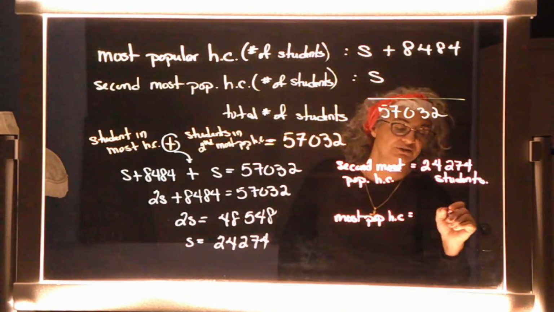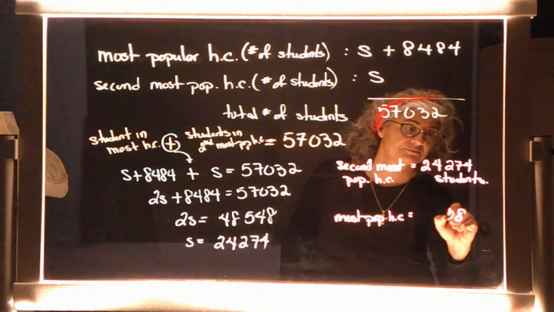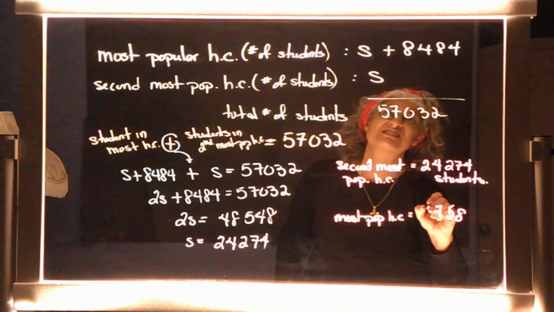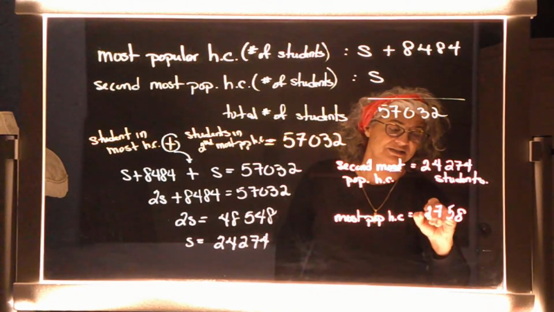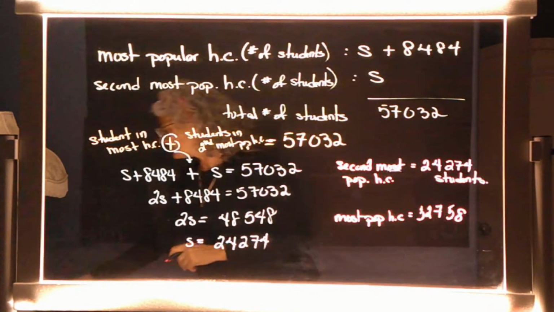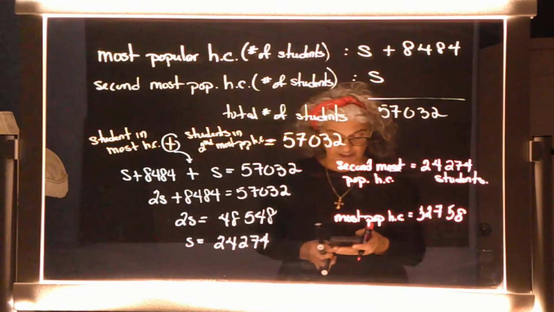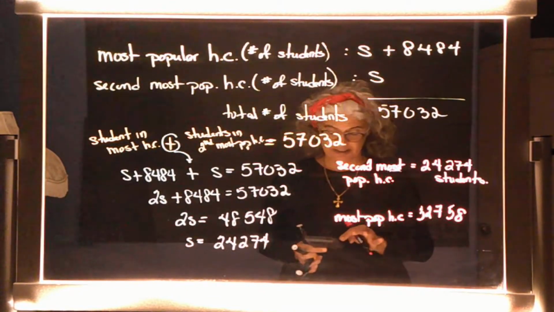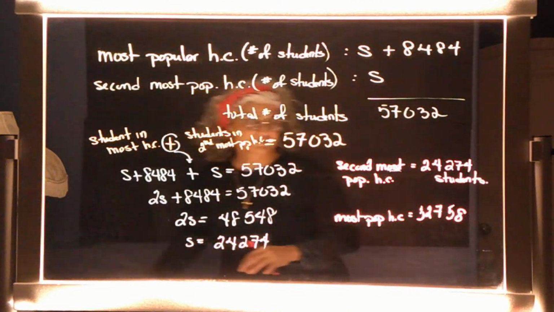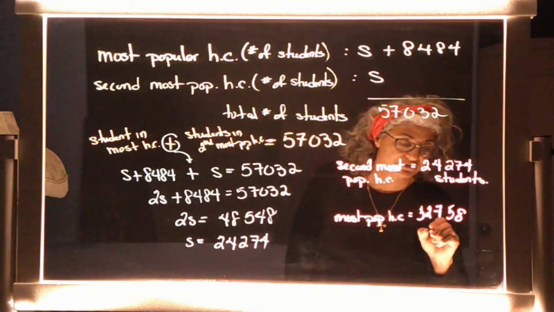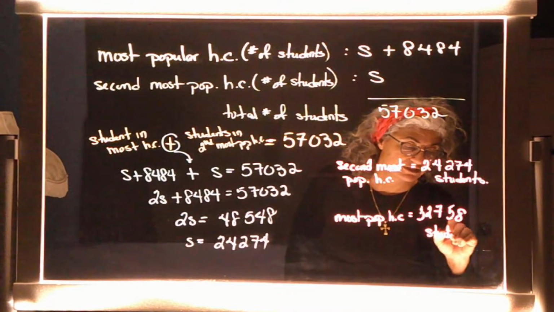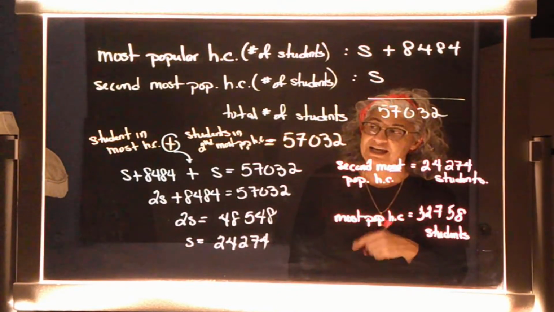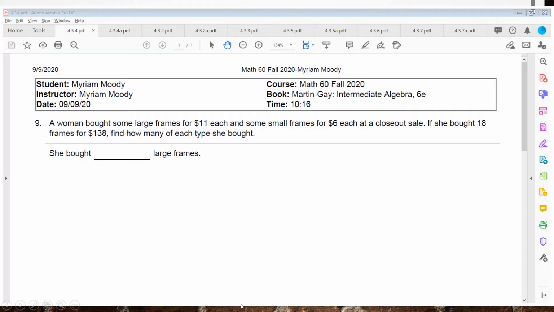Okay, so let's see if I did my addition correctly. I know you guys are checking on your calculators, and that's cool. And looks like I got that right. So 32,758 students. Does this make sense? Hang in there. No surprise.